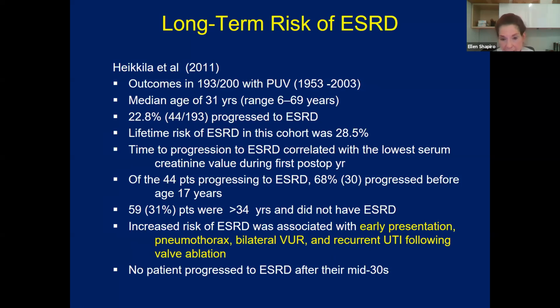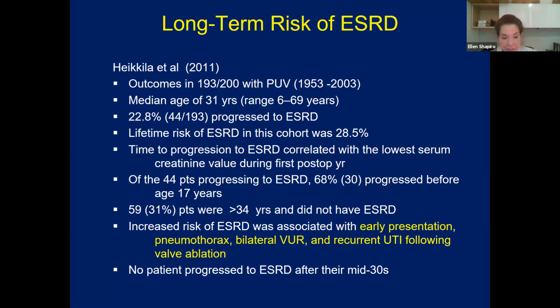The time to progression to end-stage renal disease correlated with the lowest serum creatinine value during the first post-op year. And of 44 patients progressing to end-stage renal disease, almost 70% progressed before the age of 17 years. So many studies have suggested it's the growing stage, the adolescent years, that are the game changers for many patients. 31% of the patients were older than 34 years and did not have end-stage renal disease.